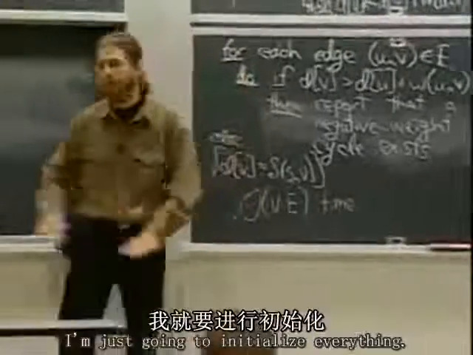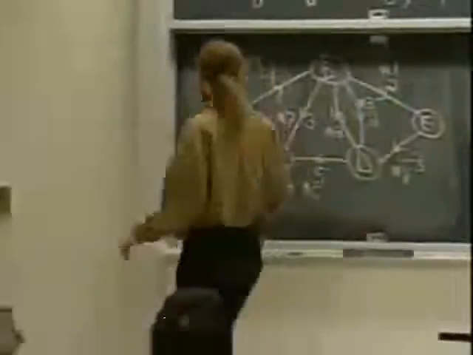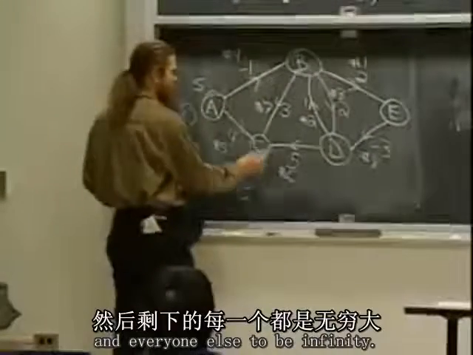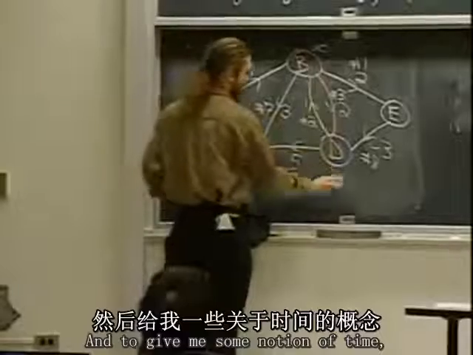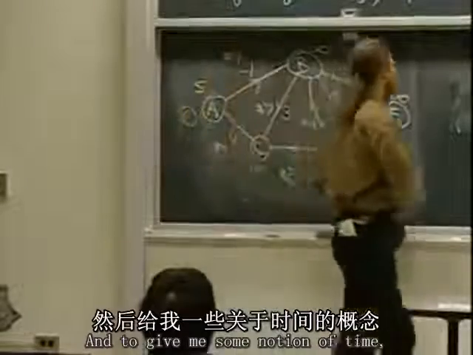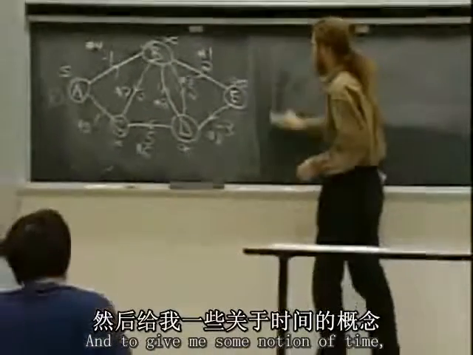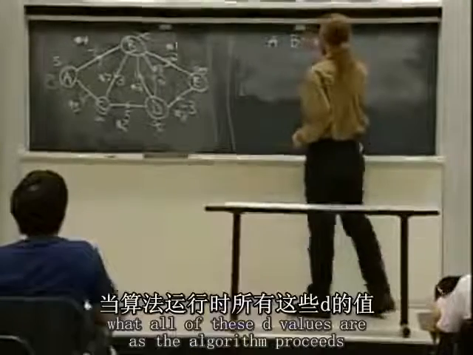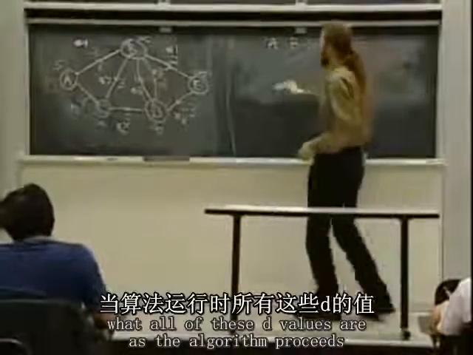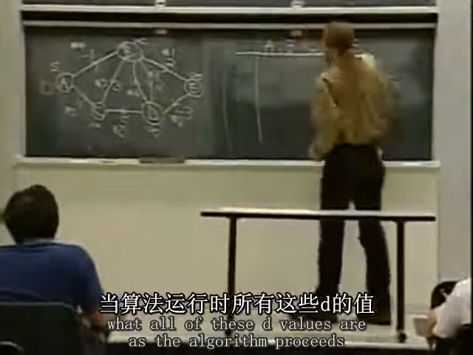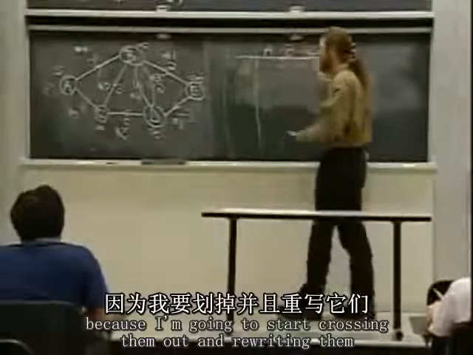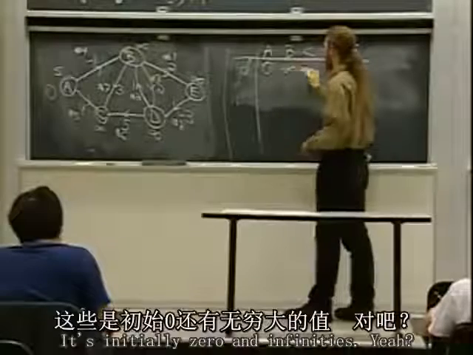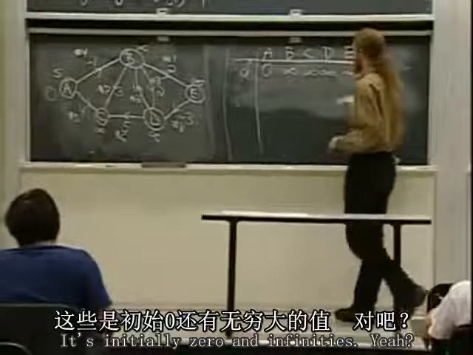So I want to run this algorithm. I'm just going to initialize everything. I set the estimate for S to be 0 and everyone else to be infinity. And to give me some notion of time, over here I'm going to write down what all of these d values are as the algorithm proceeds, because I'm going to start crossing them out and rewriting them. The figure will get a little bit messier, but we can keep track of it over here. So initially 0 and infinities.